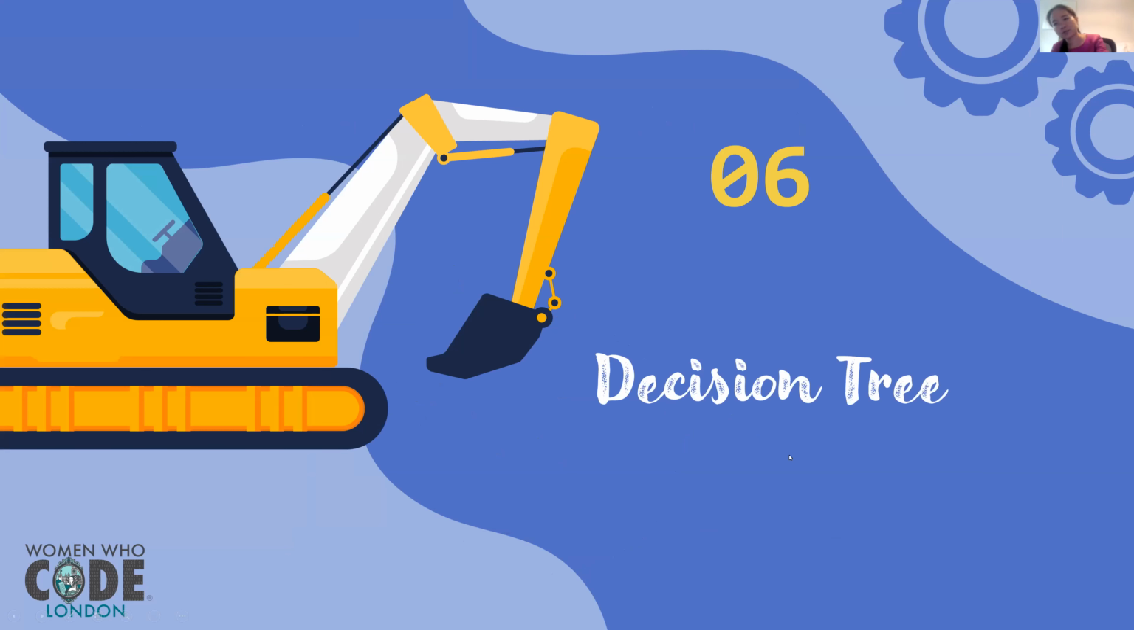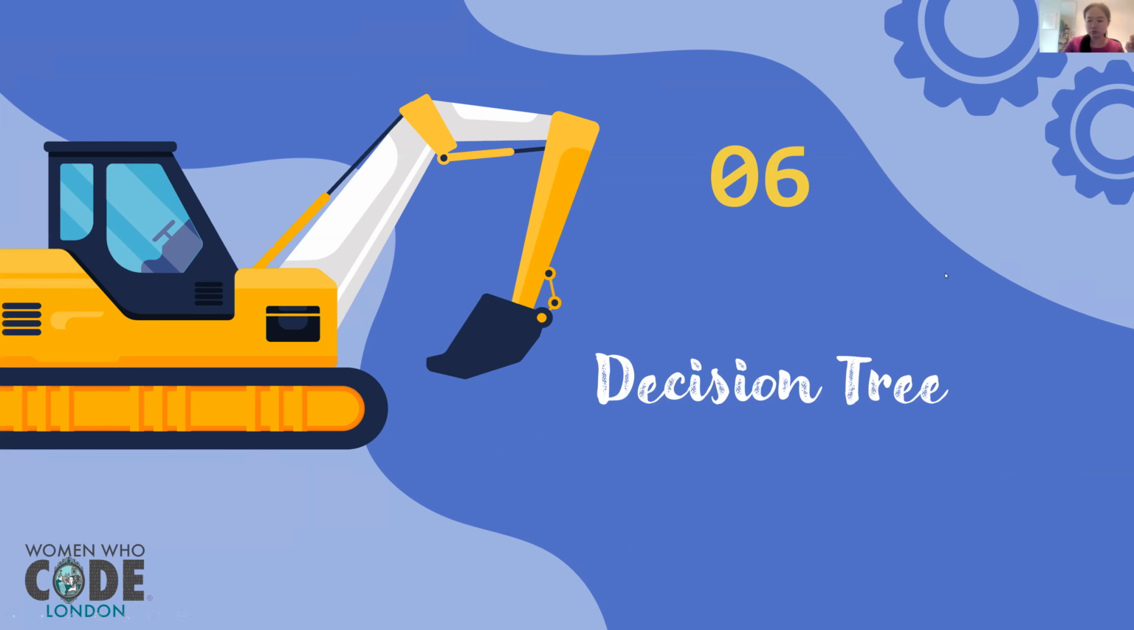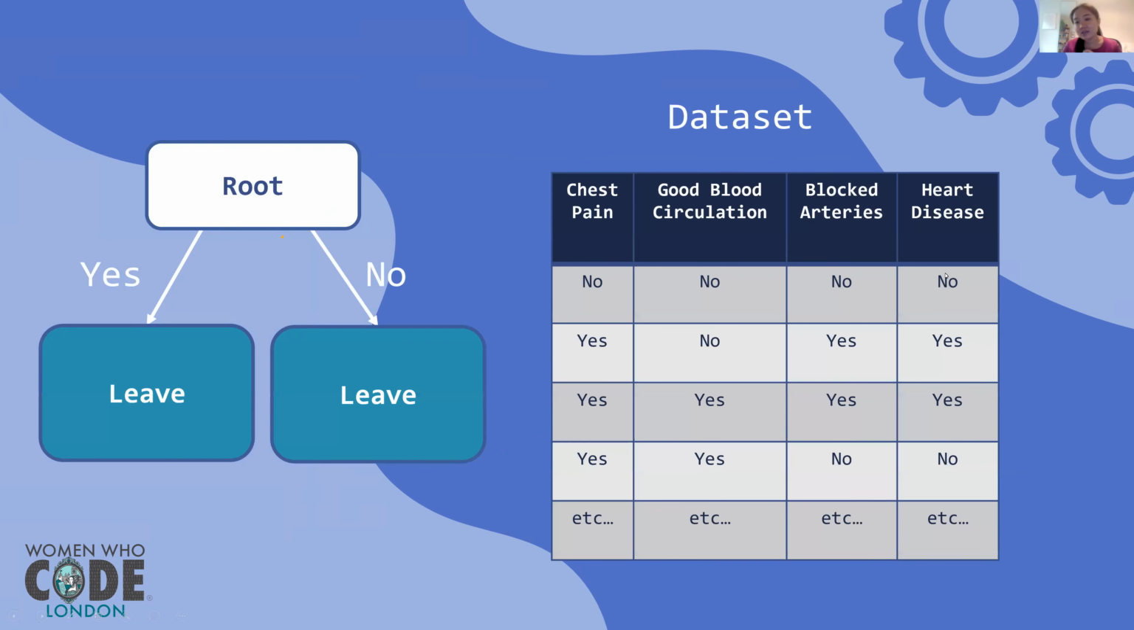Then it's decision tree. What is a decision tree? I have a data set. This time we're going to test whether this person has a heart disease or not, based on whether they have chest pain, whether they have good blood circulation, and whether they have blocked arteries.